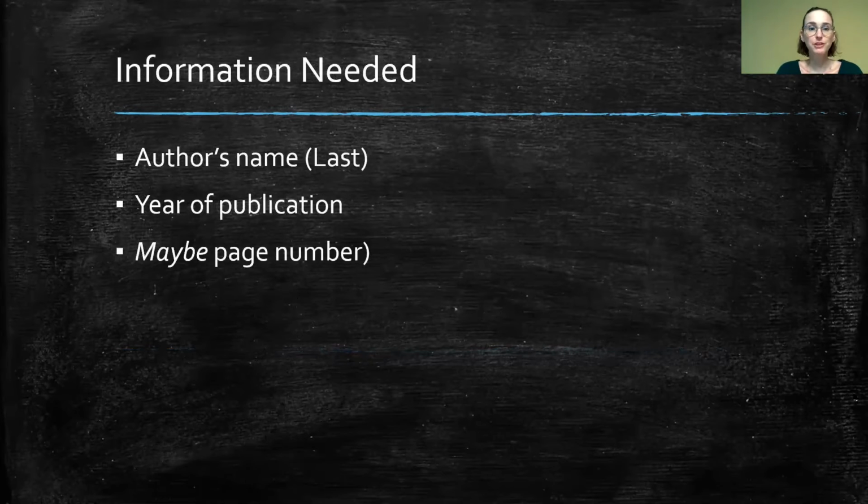Now, the type of information that you are going to need is all going to be found in your reference. So that is why I highly recommend getting that information first and creating that reference first so that your in-text citations are easy peasy. Now, for the in-text citation, you are going to need the author's last name, the year of publication, and maybe a page number if you are using a direct quotation. So let's look at a sample.